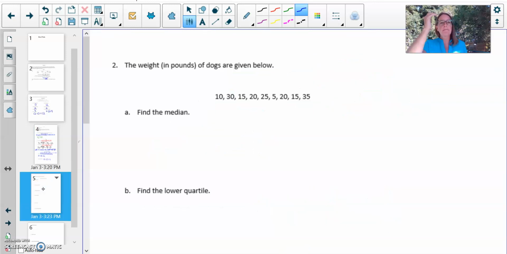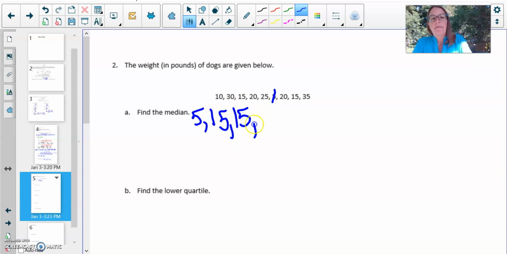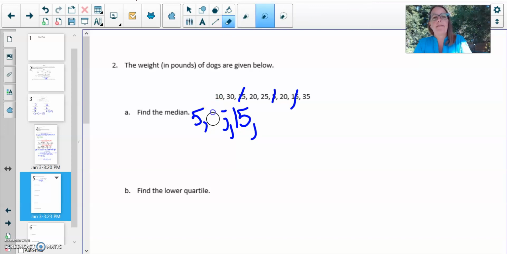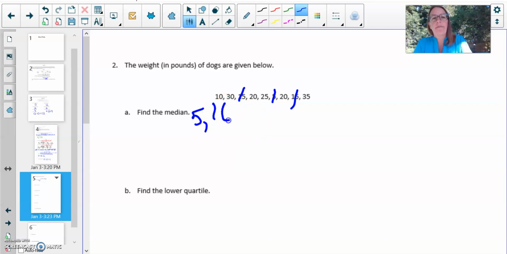Okay, our next example, the weight in pounds of dogs is given below. Find the median. So again, my first step is to put the data in order. So I have 5, 2 15s. Let's see. Oh, I forgot a 10, so let me get the 10 in there. So I have 5, 10, then my 2 15s.